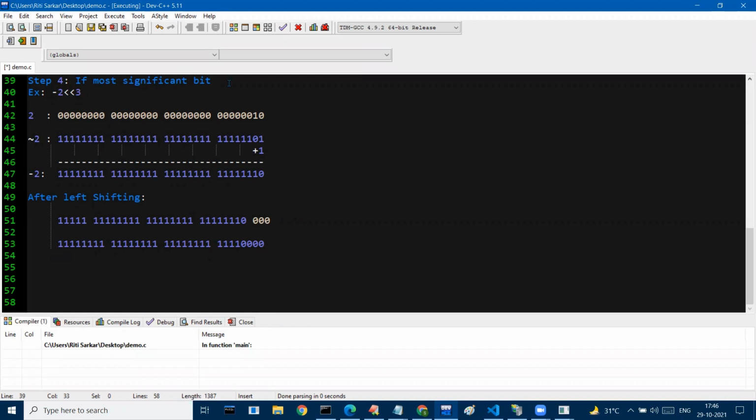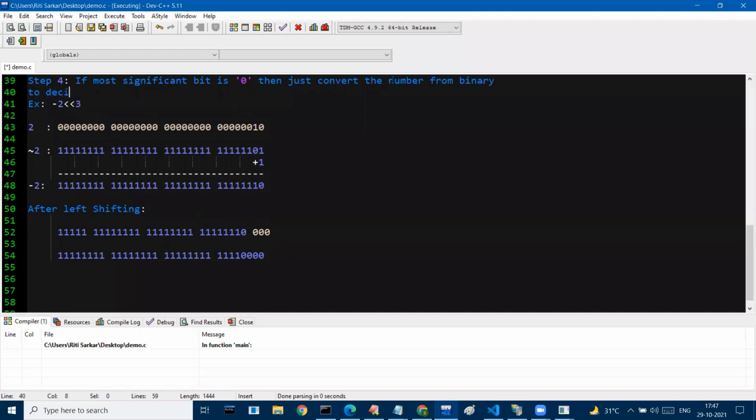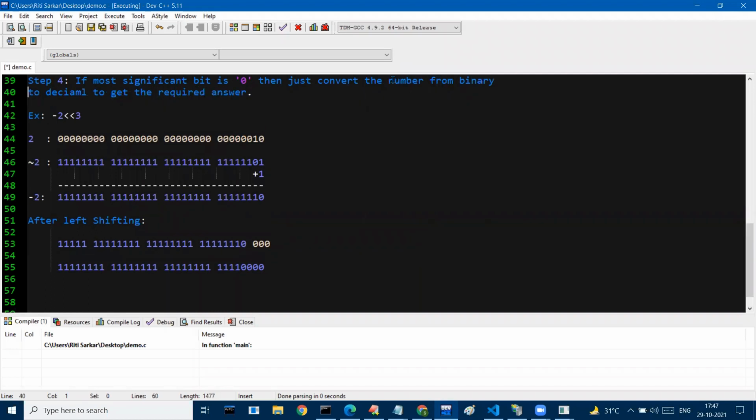If the most significant bit is 0, then it is very easy. Just convert the number, meaning whatever number you got, from binary to decimal to get the required answer. But very unfortunately, here the most significant bit is not 0.